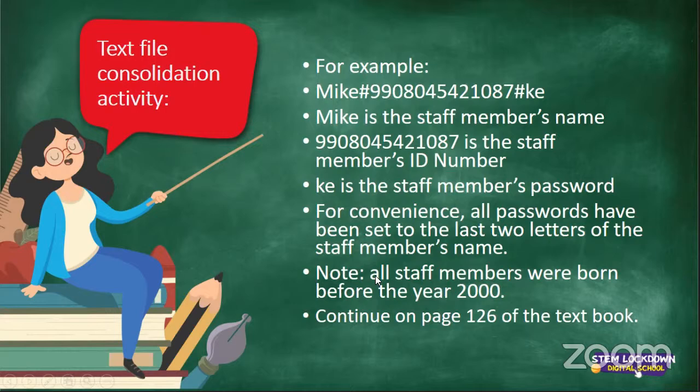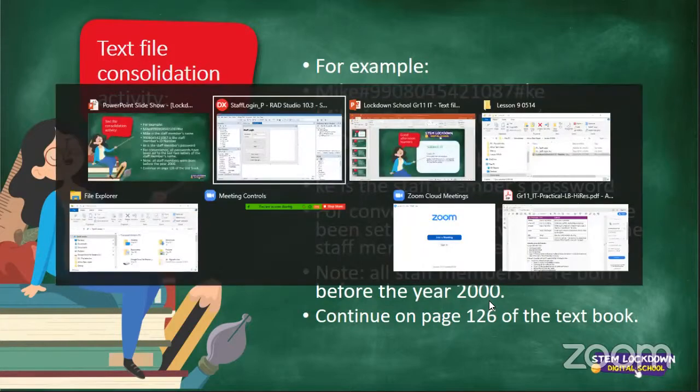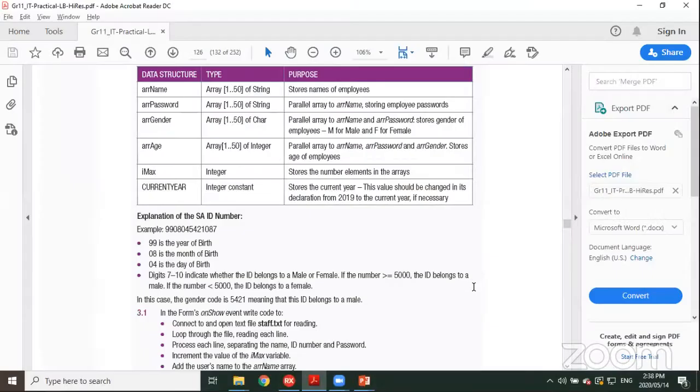Now, very important, all staff members were born before the year 2000, because it gets really complicated. If you have somebody born in 22, then it becomes a bit of an issue with working out. I guess what we're going to be doing is probably going to be working out what the person's age is. All right, and from here on, we are going to basically start and carry on with this on page 126 of the textbook. So if I can go there right now, so there it is.